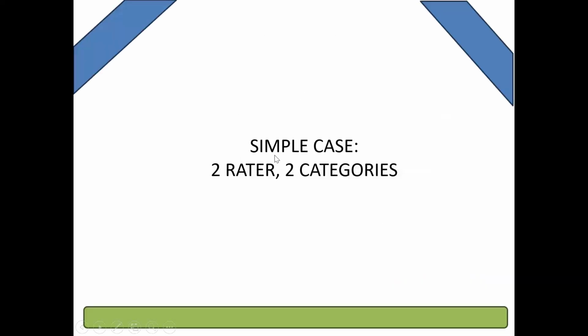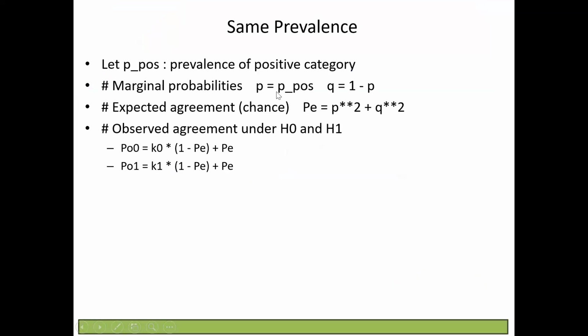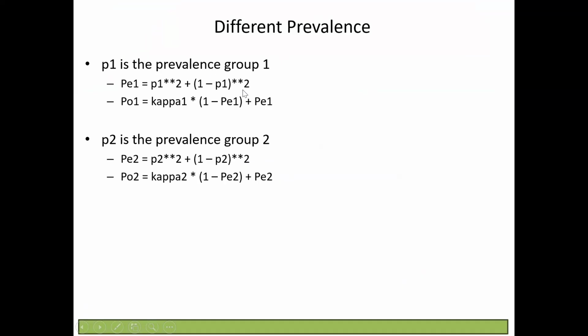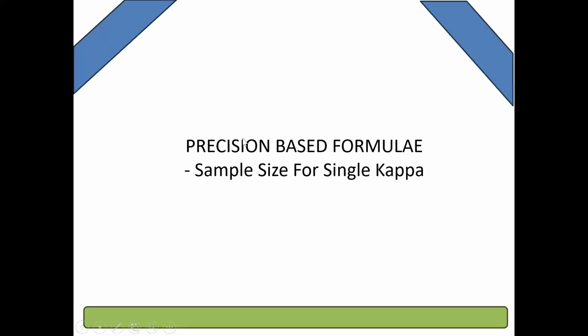Then there is a simple case when there are two raters and two categories. Here we can calculate the expected proportions from the prevalence of the positive category. Since there are only two categories, there is either a positive category or the other category. If there is the assumption of the same prevalence, we can use this formula for calculation of the observed proportion. And when there are two different prevalences, two different settings, then we can use these formulas.